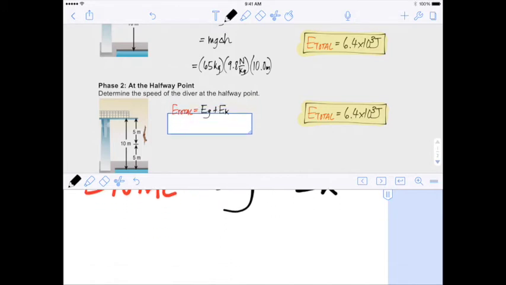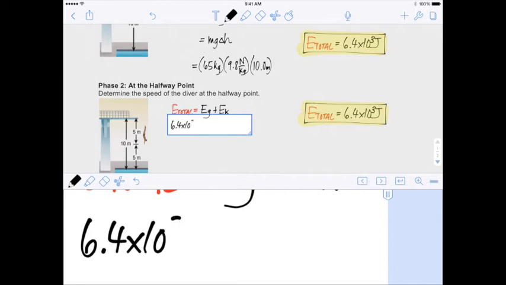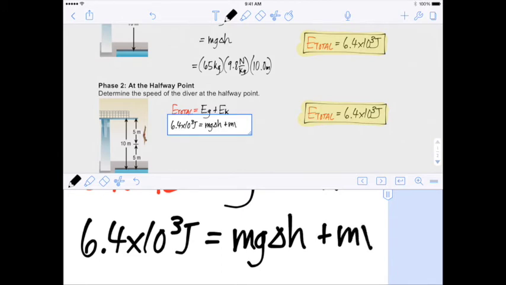So we can start subbing in. We know that the total energy is 6.4 times 10 to the power of 3 joules. And that is equal to the gravitational potential energy at this stage plus the kinetic energy at this stage. So mg delta H for gravitational potential energy and mv squared over 2 for kinetic energy. And your job is to solve this for V.